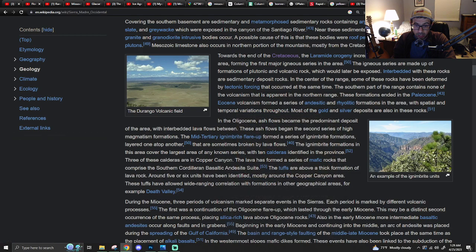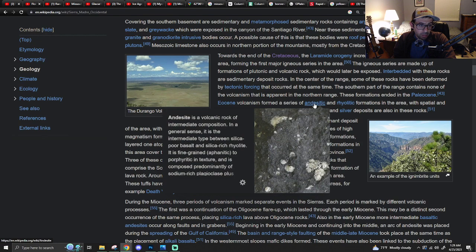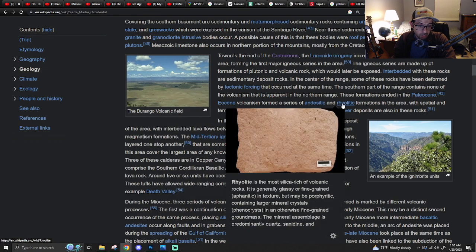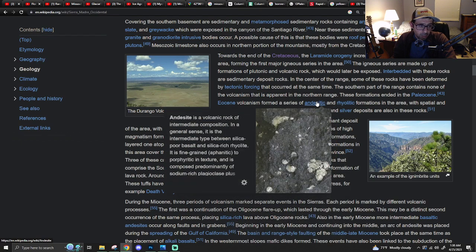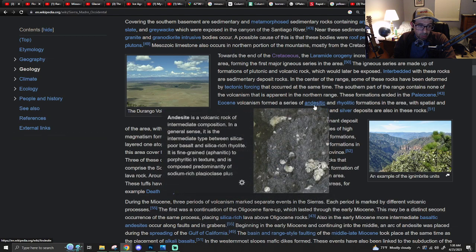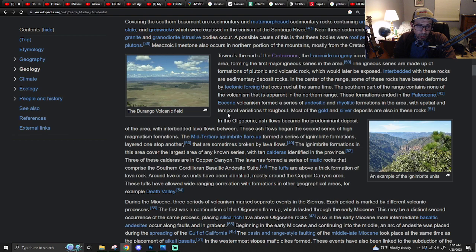andesitic and rhyolitic formations, volcanic rock, silica pore, intermediate between. Okay. Fine-grained intermediary rock. So it's kind of like a separator rock, if there is such a thing. Rhyolite is the most silica-rich, so that's more like an anode or cathode, one or the other, where the other type, silica pore, is the other type. Anode or cathode, maybe. Just a thought.